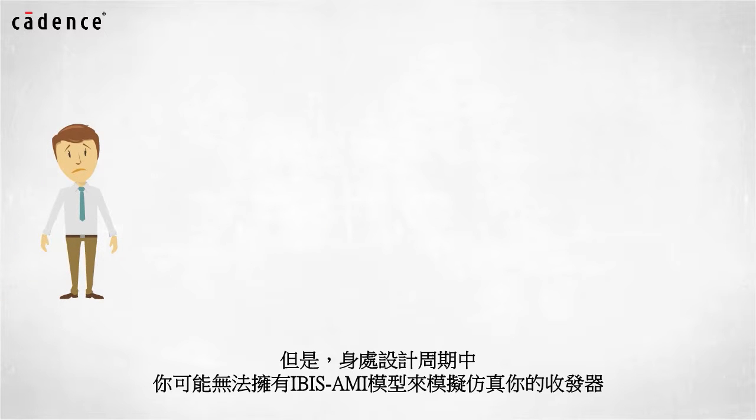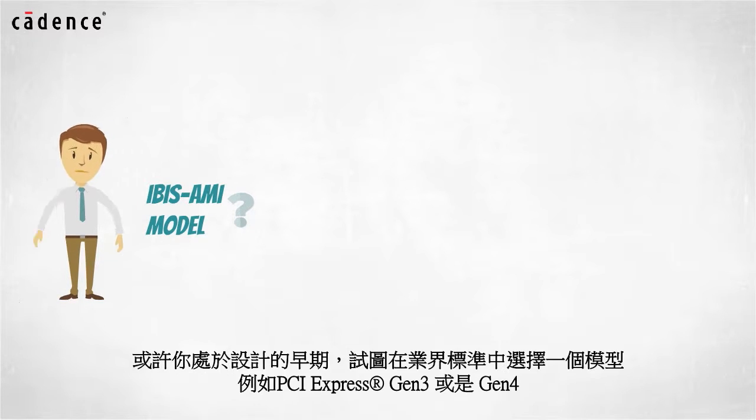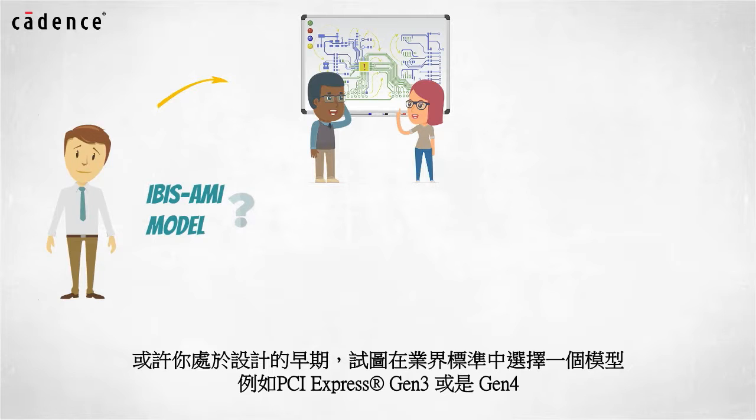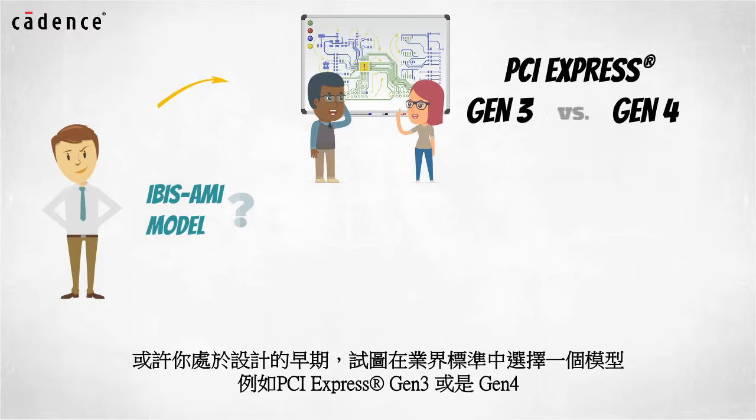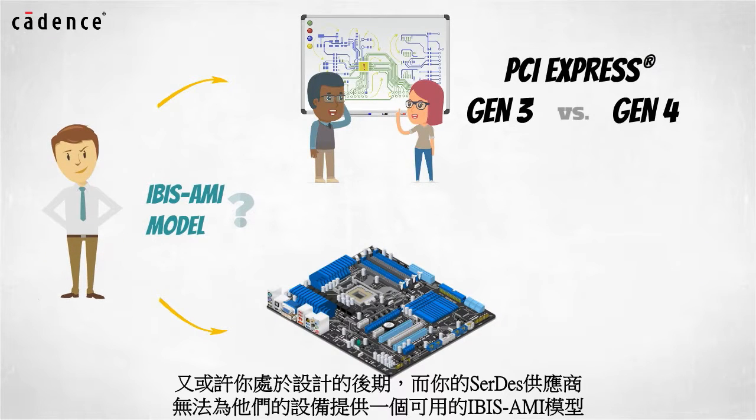However, depending on where you are in the design cycle, you may not have an IBIS-AMI model that allows you to simulate your transceiver. For instance, you may be early in the design cycle and trying to choose between industry standards such as PCI Express Gen 3 versus Gen 4. Or you may be late in the design cycle and you find out your chosen SerDes vendor cannot provide a usable IBIS-AMI model for their device.